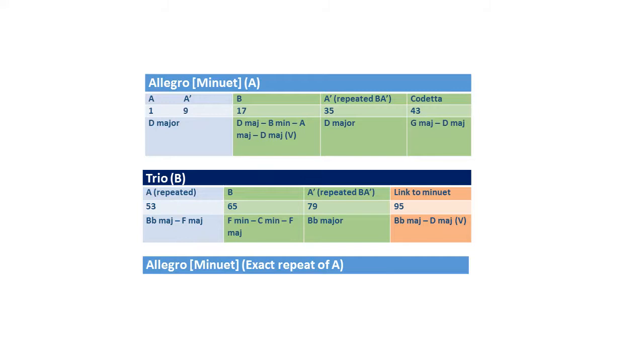The other unusual structural feature is the key relationship between the minuet first section and the trio. So we're in D major at the beginning, and rather than going to a closely related key, we go to the flat submediant major, B flat major, which is a little bit further away than you would normally expect.